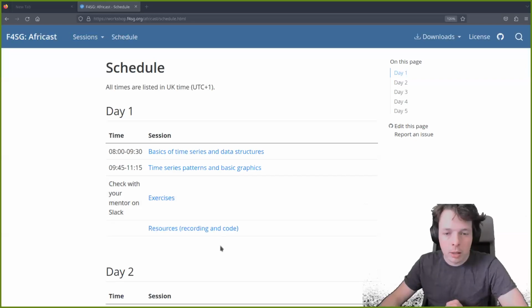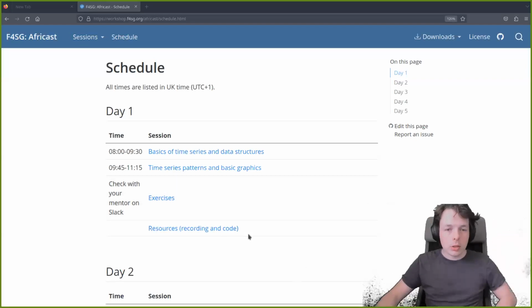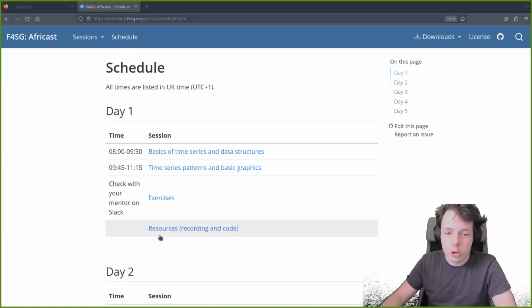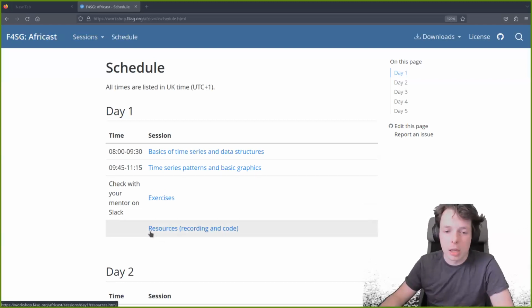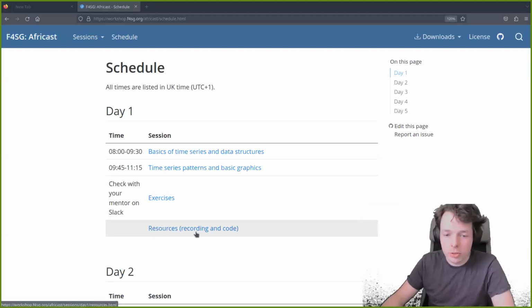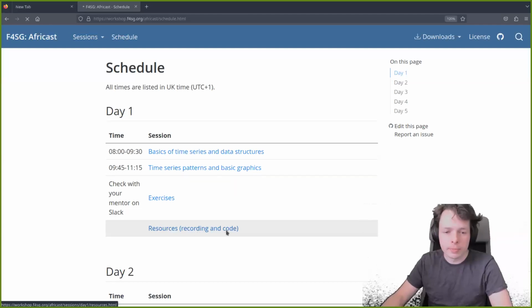Yesterday. So in particular, if you look at the schedule here, you'll find a new entry on the day one material. And this is where we'll be putting each of the materials from the day at the end of each day. So if you click onto resources, you'll be able to find the recording of the session yesterday, as well as all the code that I showed live in R.